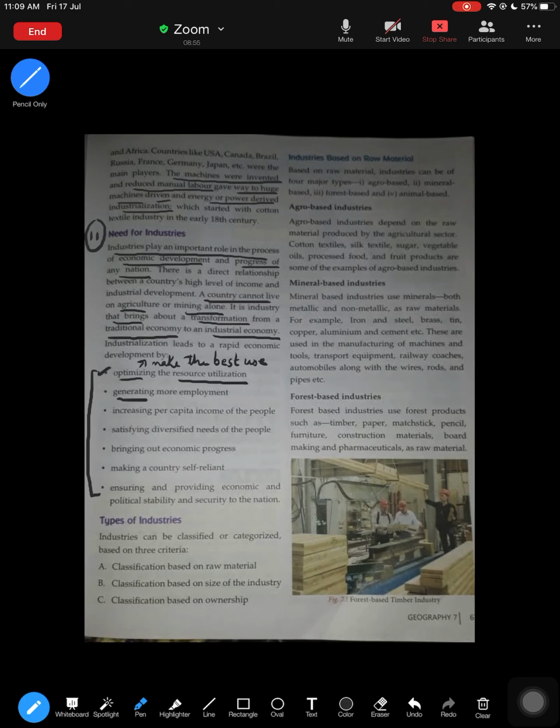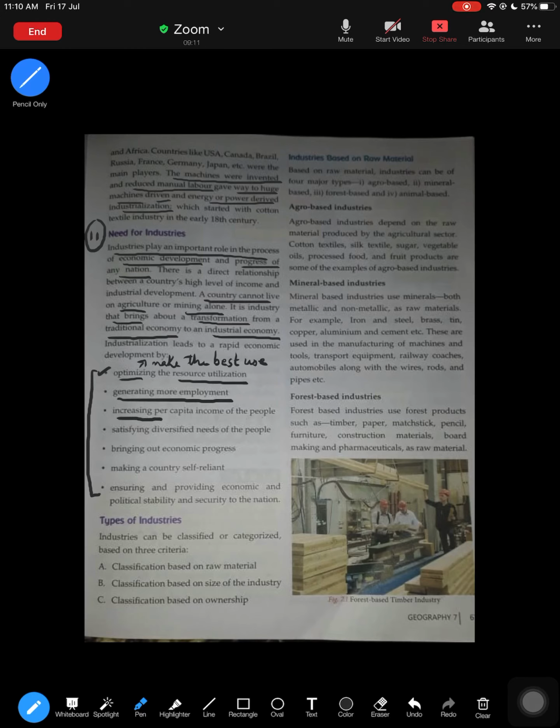Second, industries help to generate employment. With the help of industries, employment will be generated. So the problem of unemployment will go down. People will be employed. People will get jobs. So that's the second reason why we need industries, because industries provide jobs.